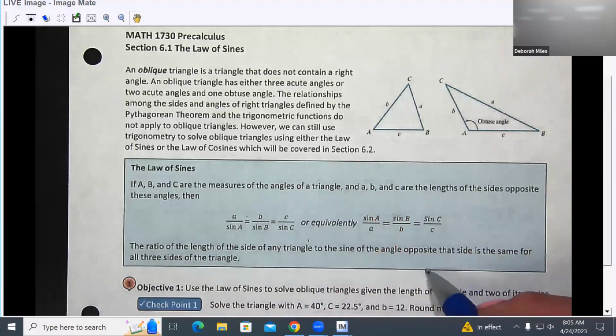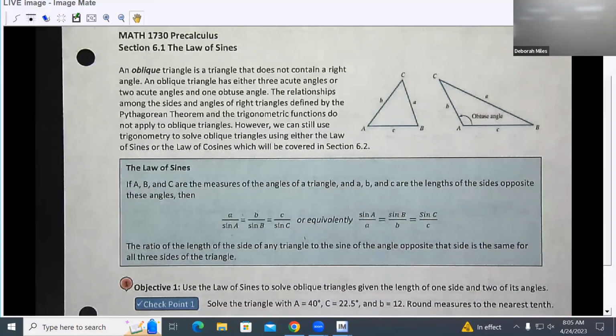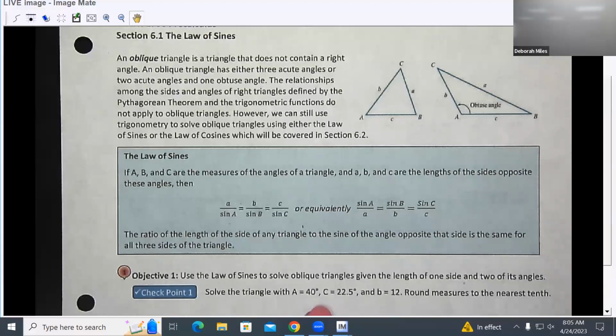But all that's saying is for any triangle, the ratio of the length of a side to the sine of the opposite angle is the same no matter which side and which angle you're talking about. So you give me 3 bits of information, actually 3 particular bits of information, and I can find all the missing parts.